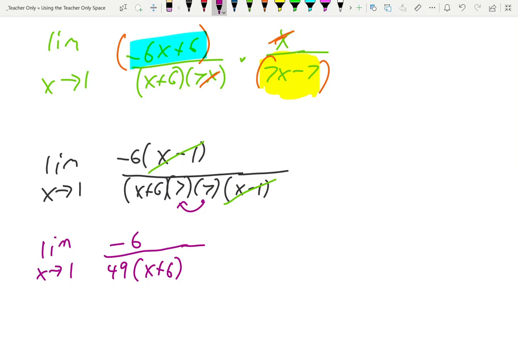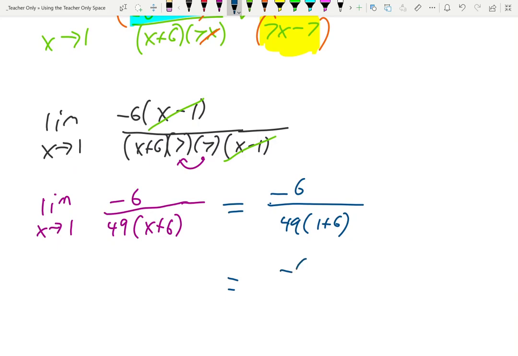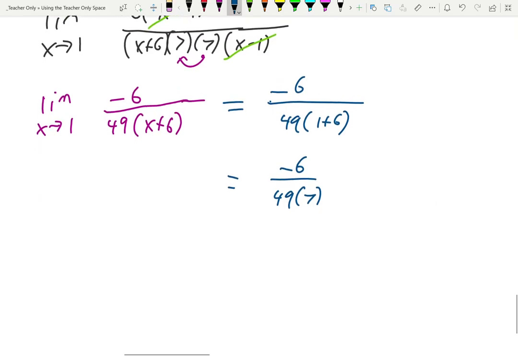Okay, and now I'm going to substitute in my 1. And so now notice that's where my first equal sign appears on the entire page. And I'm going to say this is 49 times 1 plus 6. So therefore, this is going to be negative 6 over 49 times 7. And pardon me, I've got to grab a calculator. I don't know what 49 times 7 is, although I probably should. 343. Okay, so this is going to be negative 6 over 343.